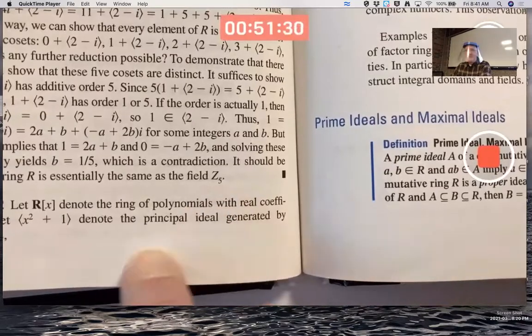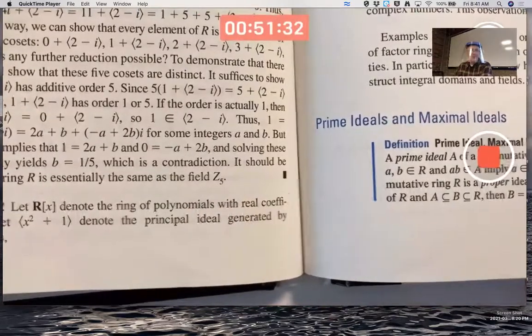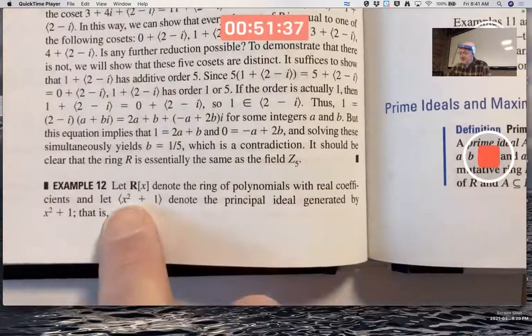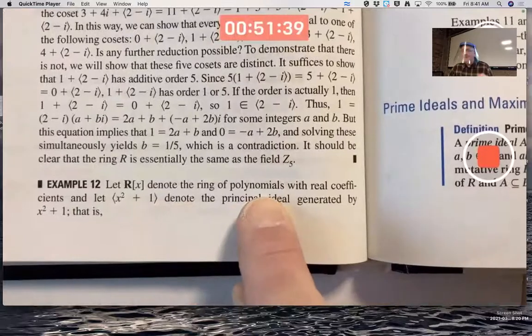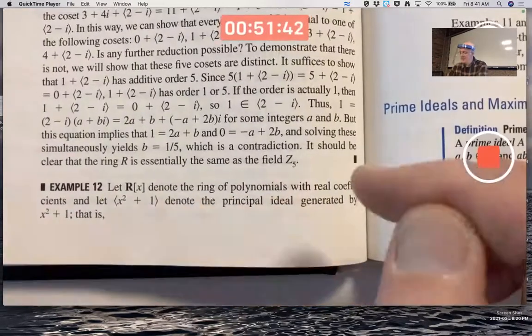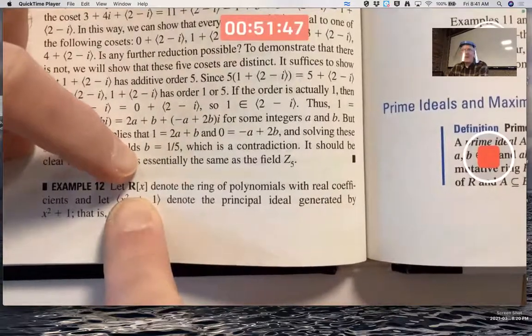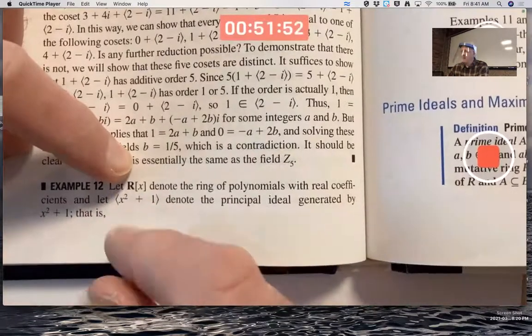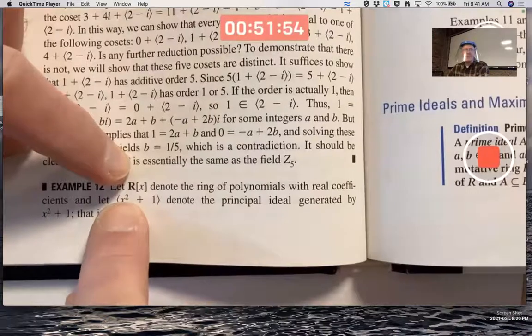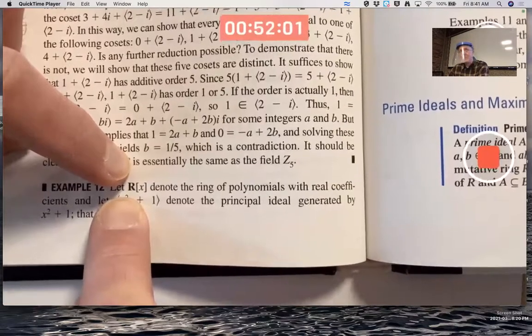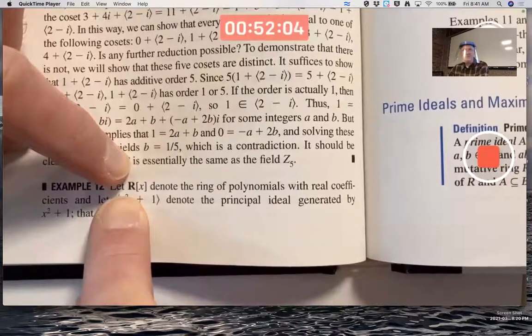For our last 9 minutes, let's look at example 12. Let R[x] denote the ring of polynomials. We've seen that notation before with real coefficients. So the fact that there's an x in the square brackets means it's a ring of polynomials. Standard notation. Whatever ring is there, whether it's Z or R or maybe Z2 or Z3 or whatever ring we want, are the coefficients.